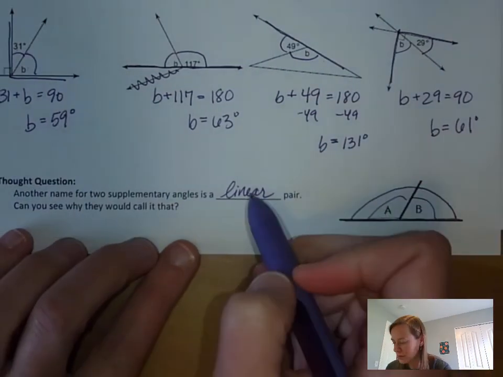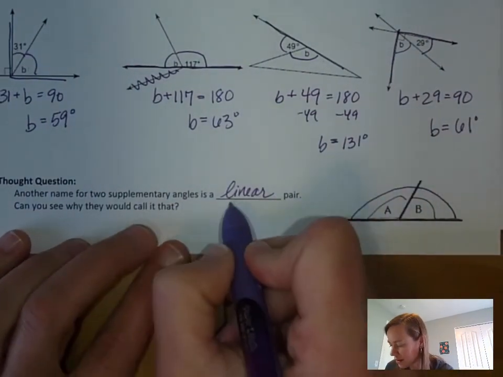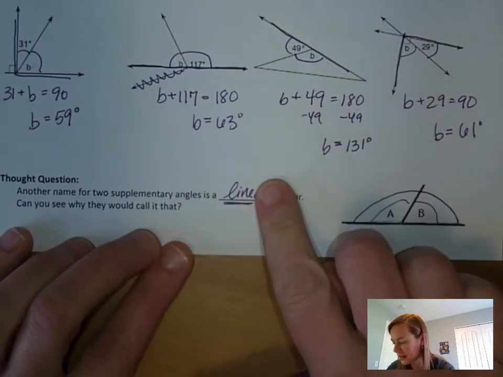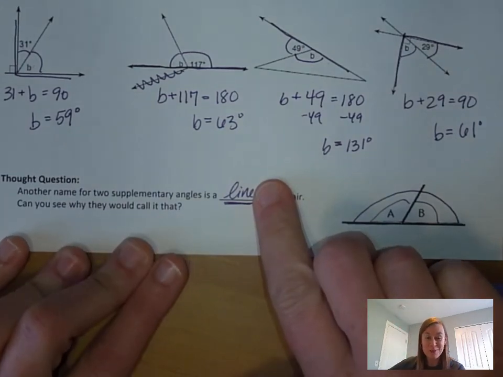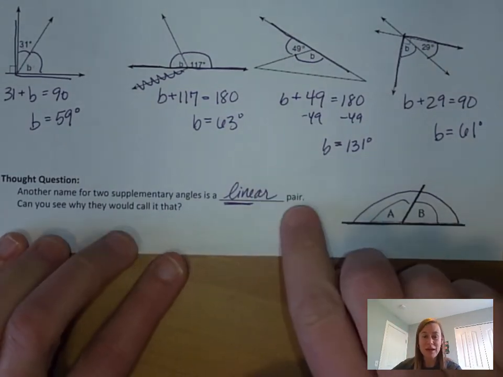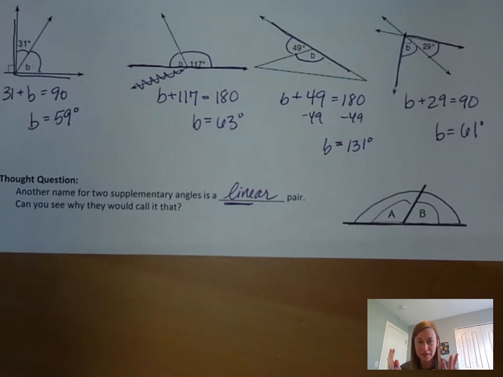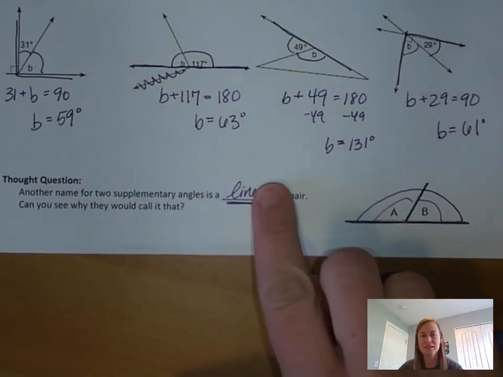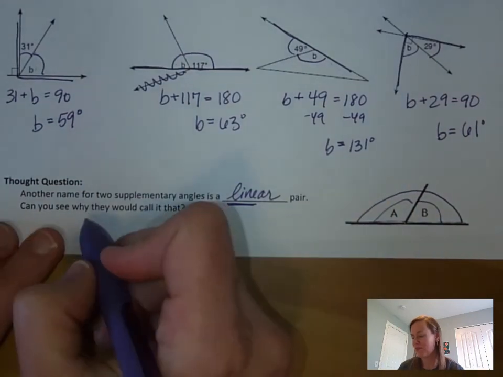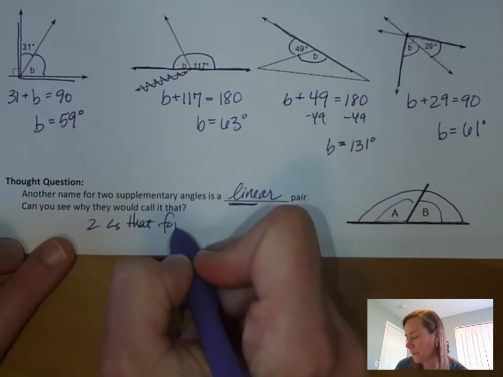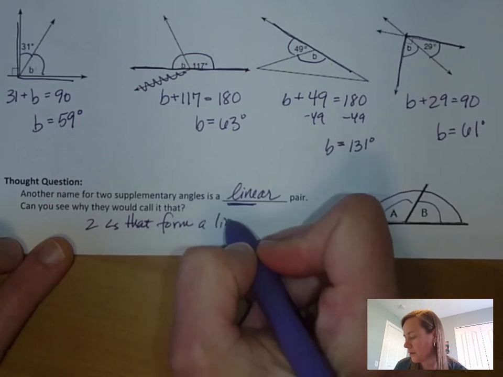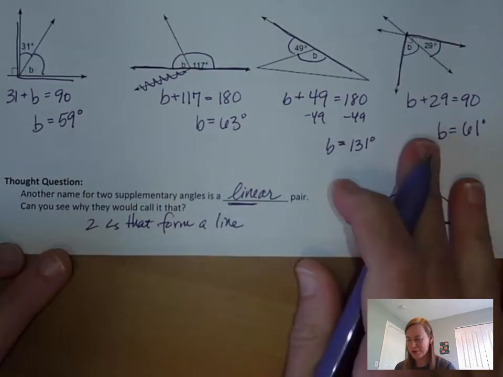Well, it has to do with this root word inside linear. Do you see the word line hiding in there? L-I-N-E, line. So linear just refers to a line, and as you know, a pair is just two of something. So they call it a pair because it's two angles that come together to form a line. And that's what you could write right there. So two angles that form a line. And feel free to write that in your own words if you want to.